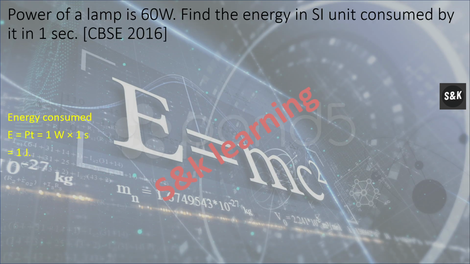Power of a lamp is 60 watt. Find the energy in SI unit consumed by it in 1 second. So energy consumed is P times t, that is power into time. So 1 watt into 1 second equals 1 joule.